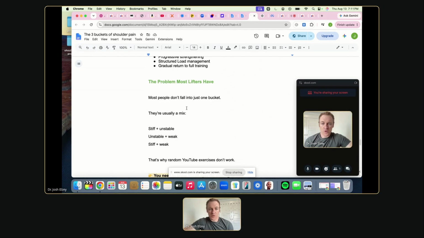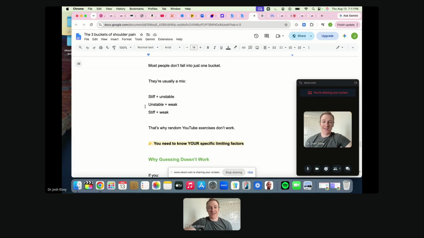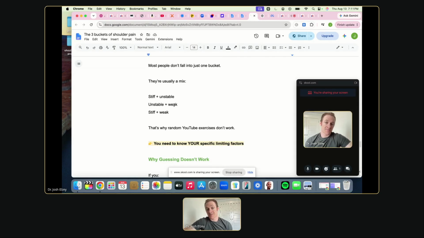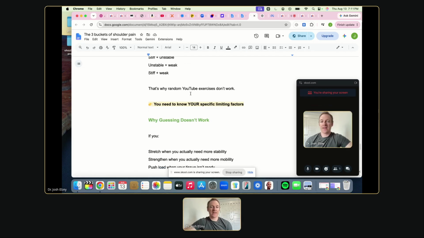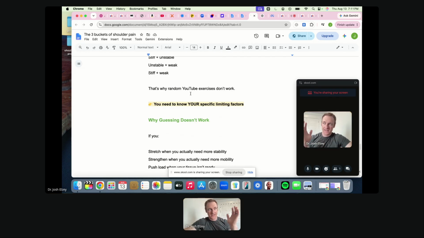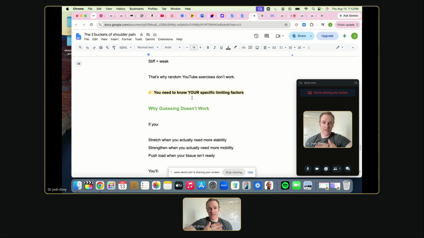So most people, like I was saying at the very beginning, don't fall into just one of these buckets. Usually there's a mix, right? Maybe you have some stiffness and some instability. Maybe you have some instability, which is causing some sensitivity and weakness, et cetera. So that's why random mobility drills, random exercises that you save on YouTube or Instagram, and then even forget to do later, are not going to fix your problem, right? So you need to know your specific limiting factors. You have to actually go through the assessment.